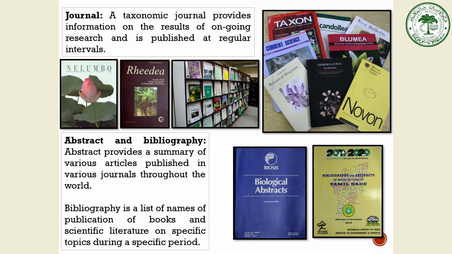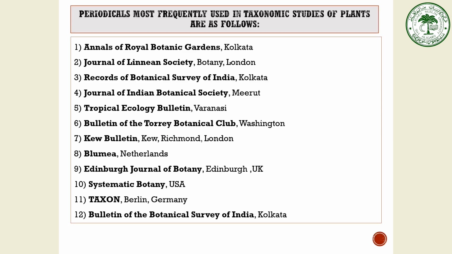Taxon is one of the most important journals of taxonomy, like Kew Bulletin, Nelumbo, and Current Science. These are some important journals of taxonomy that publish the botanical research going on in the field. Then abstracts and bibliographies provide a summary of the various articles published in the various journals, like the Biological Abstracts of Tamil Nadu. So these are just summaries of the articles published in the proceedings.